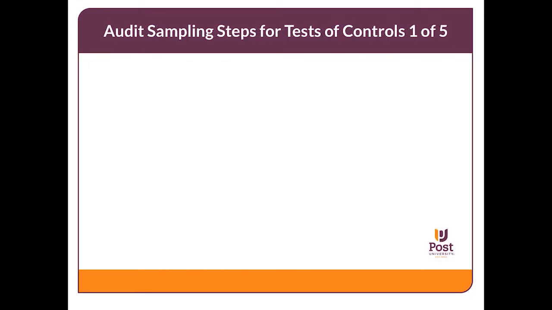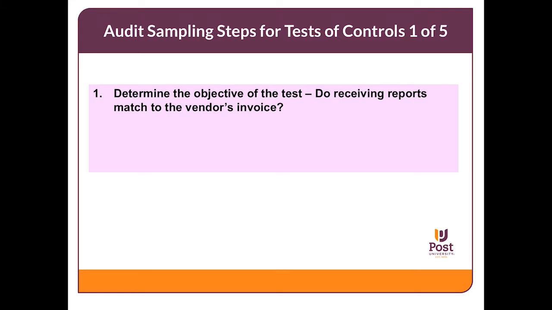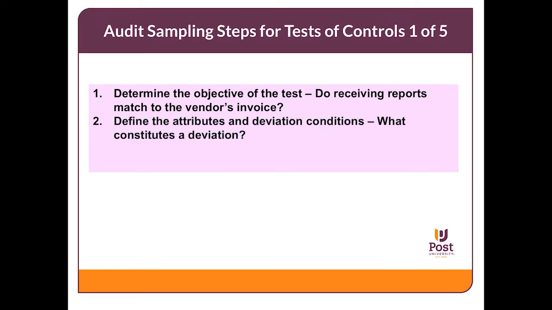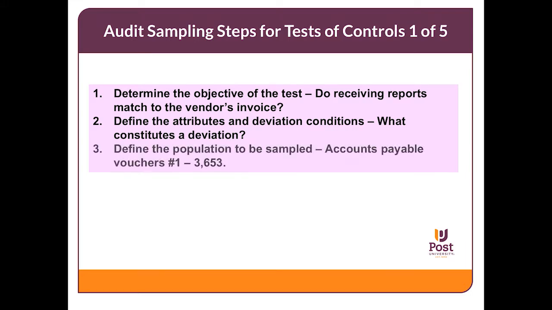Let's go through an example using attribute sampling to test a control. 1. Determine the objective of the test, which we're going to say is, do receiving reports match the invoice from the vendor? Yes or no? 2. Define the attribute and deviation conditions. What constitutes a deviation? In other words, what constitutes a non-match? 3. Define the population to be sampled.